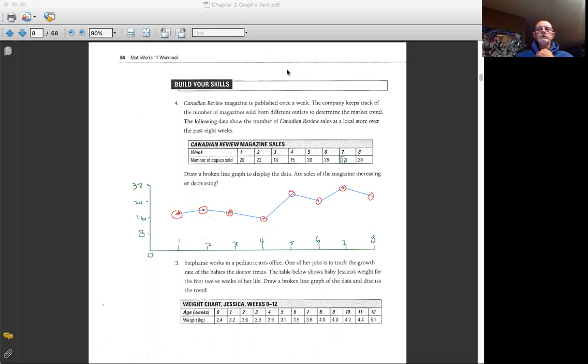Now what you need to do is you need to draw a trend line. Trend line, remember, is going through as many data points as you can, but at least through the middle as much as possible. So I'm going to say, something like that. And that's what you're going to be doing.